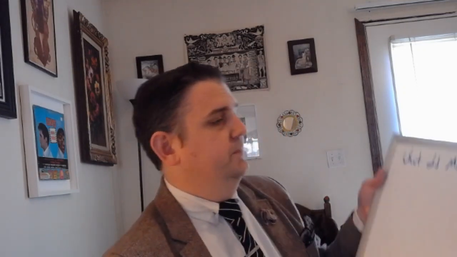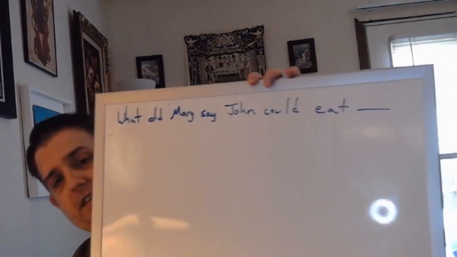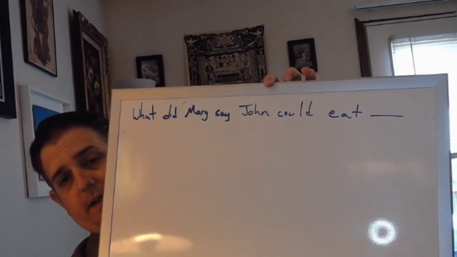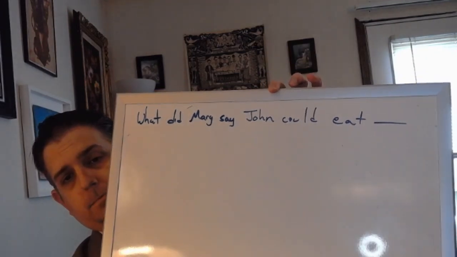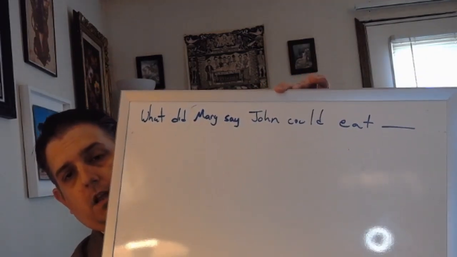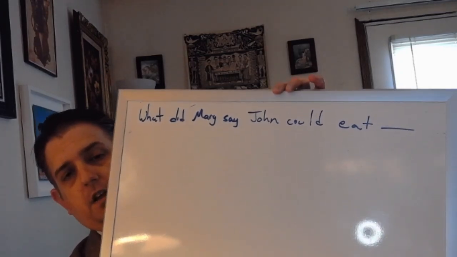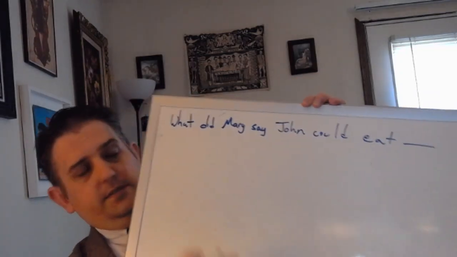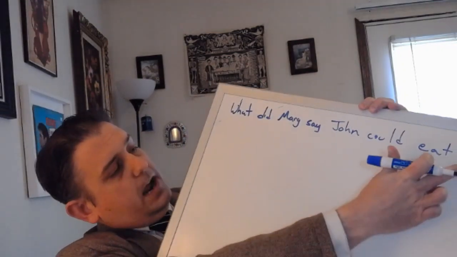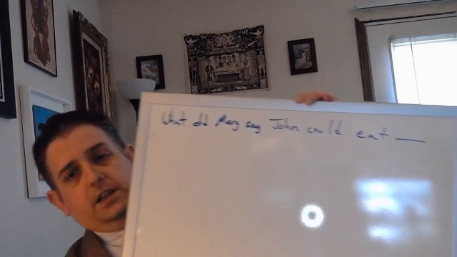John could eat. Or that John could eat. And so if we look at this sentence, this has two embedded CPs. Or one embedded CP, but it has two CPs. So, and the lowest, this what is coming all the way down from this lowest CP.